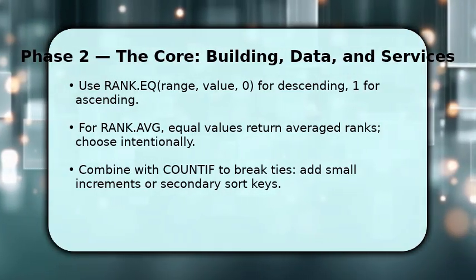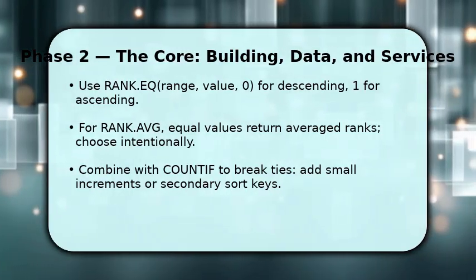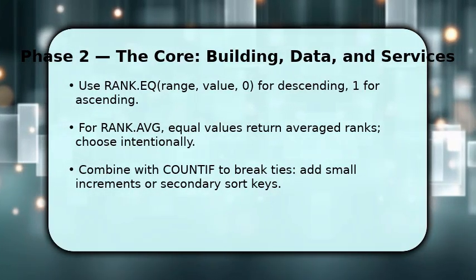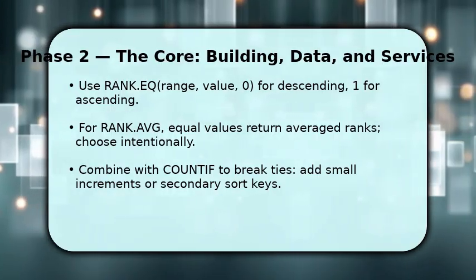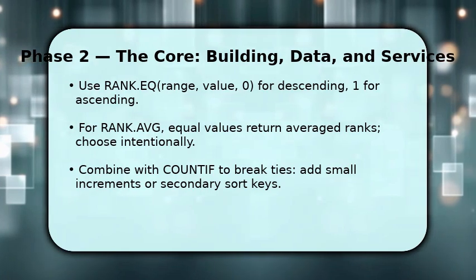Once the base rank works, make it robust. Combine with COUNTIF or a secondary key to break ties deterministically. This prevents duplicated ranks when you need unique positions. You finish by validating and locking the results.